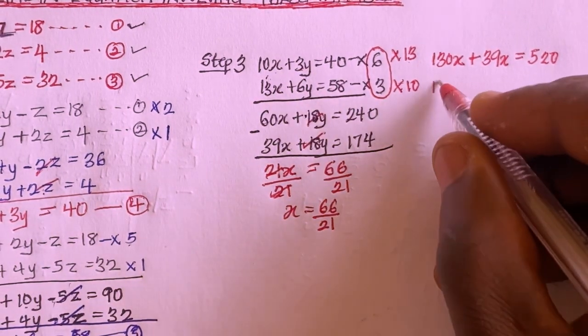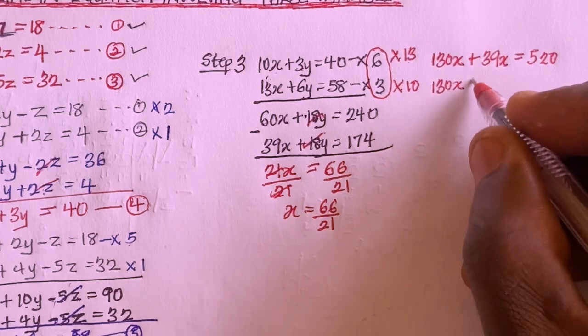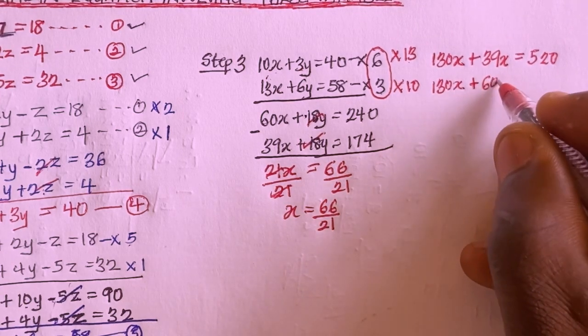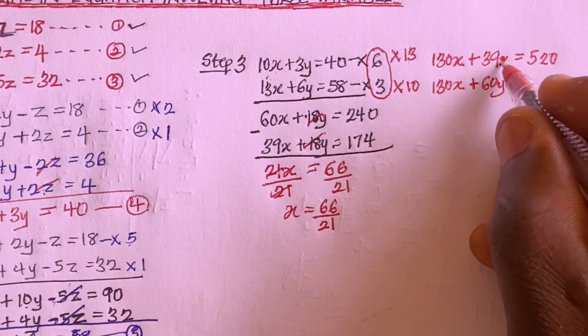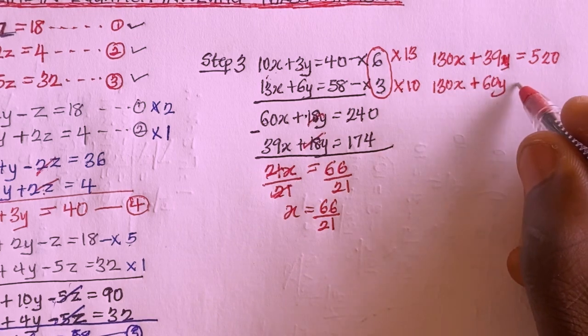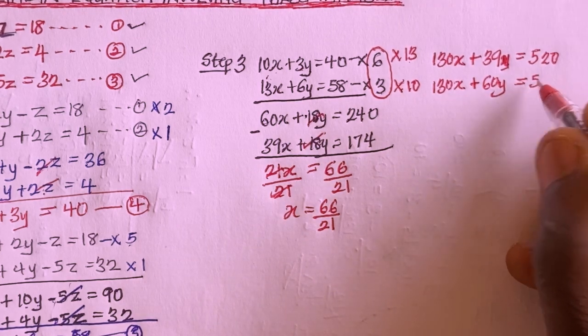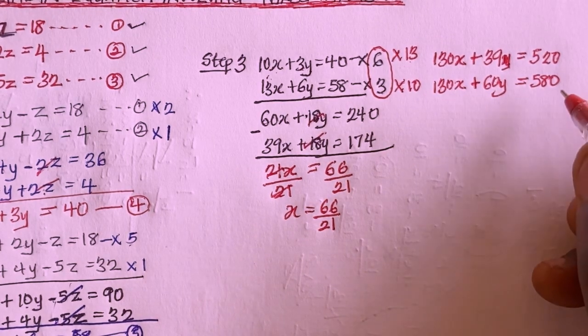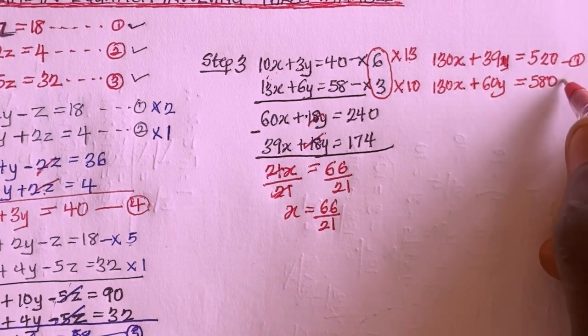That's actually 130x, right? Plus 60y, this should be y, plus 60y, right? Equals to, that's actually 580. So this is equation 1 and this is equation 2.